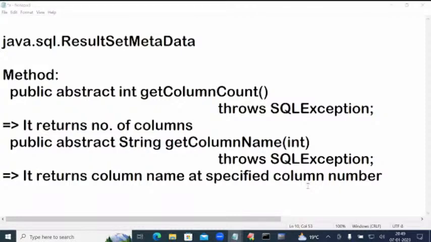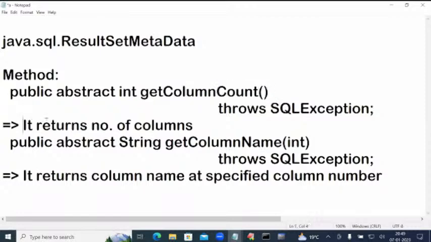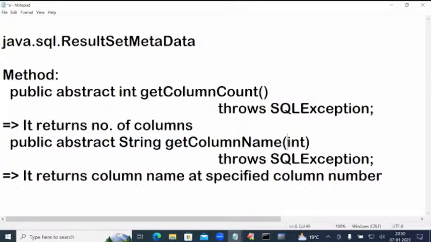Is it over? Say, if you call the getColumnCount method, it returns the number of columns. In the table, if 10 columns are there, 10 returns. If the table contains 3 columns, 3 returns. If the table contains 20 columns, 20 returns. Here, if you pass a column number, that column name comes. Suppose you observe.